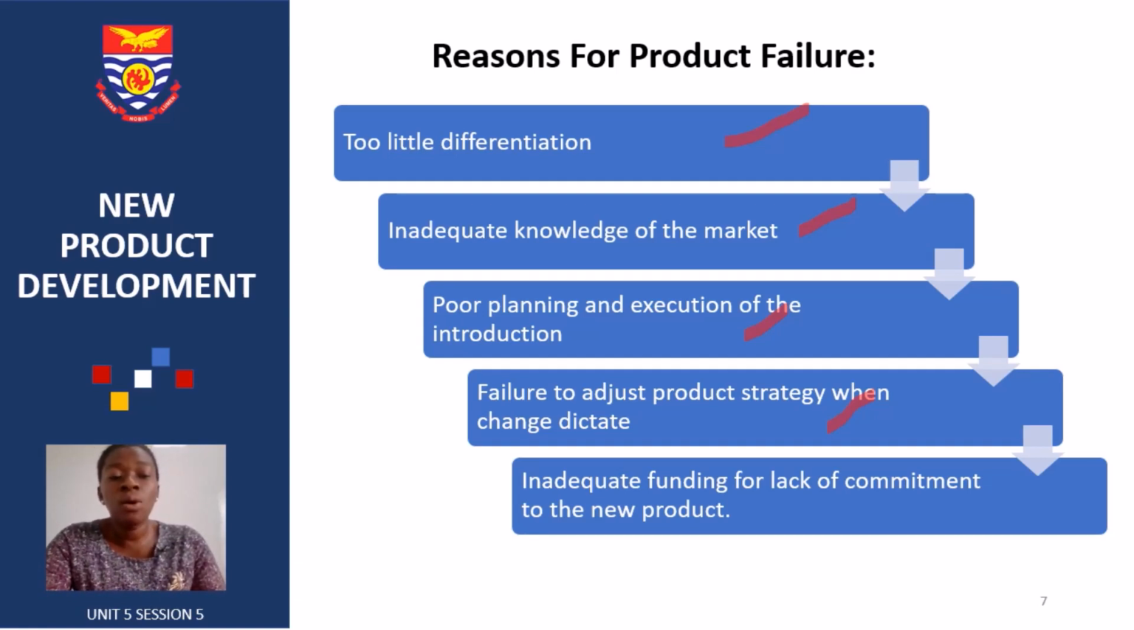Sometimes you may have done all the plans, but things will happen and you have to change or go back to your drawing board. And that's why we always do the contingencies: plan A, plan B, plan C, plan D, just in case something happens. You just want to make sure that there is something to take care of it. And sometimes inadequate funding or lack of commitment for the new product can also lead to the failure of the new product.